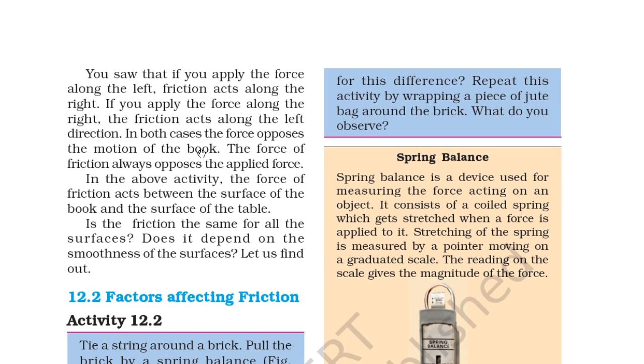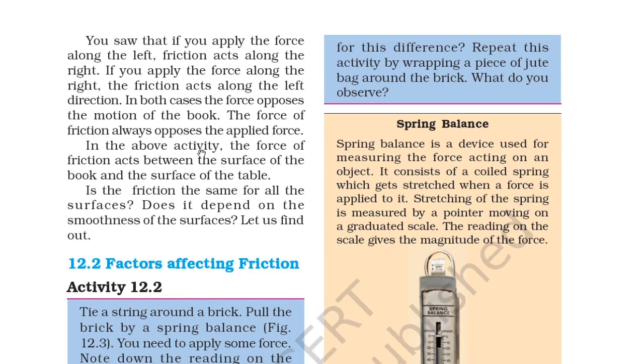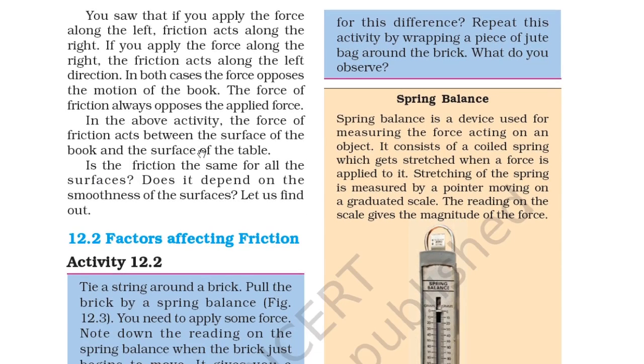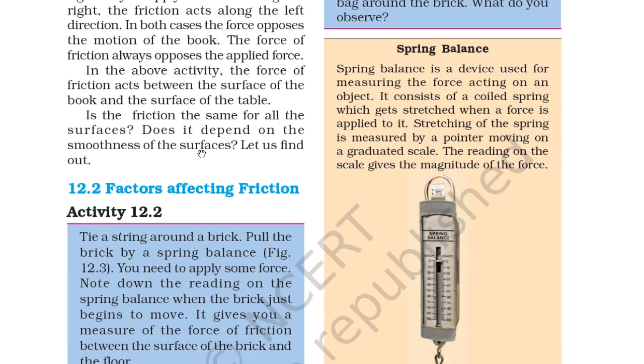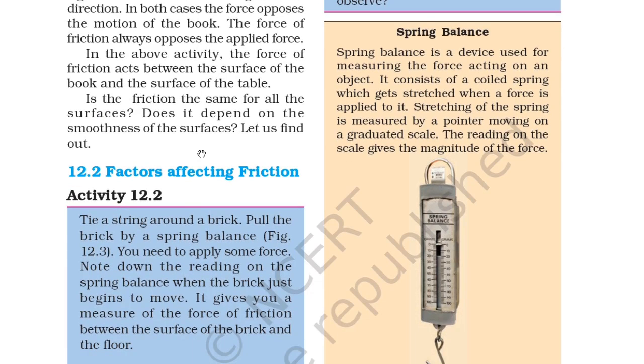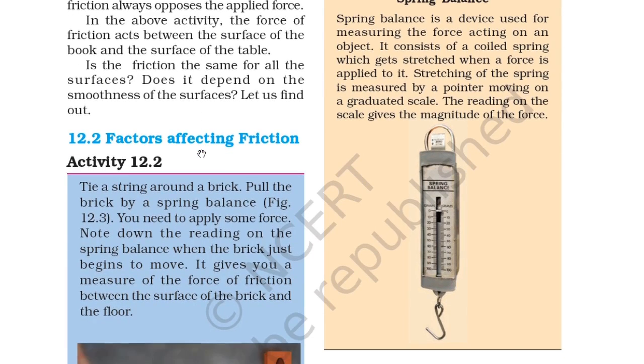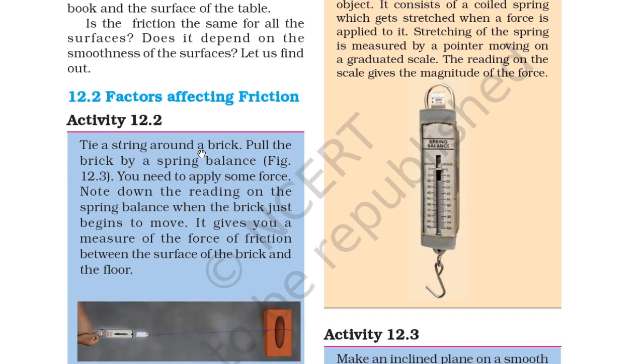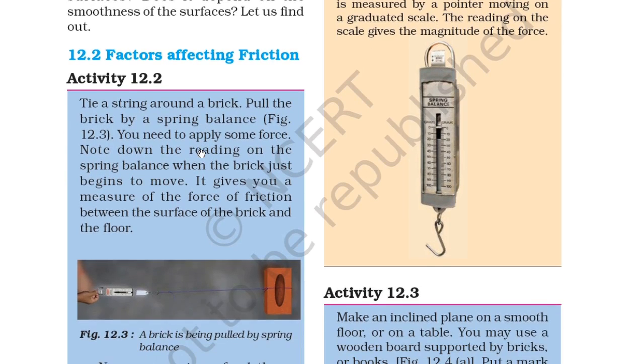So in the above activity, the force of friction acts between the surface of the book and the surface of the table. Is the friction the same for all the surfaces? Does it depend on the smoothness of the surface? Let us find out. So 12.2, factors affecting friction.